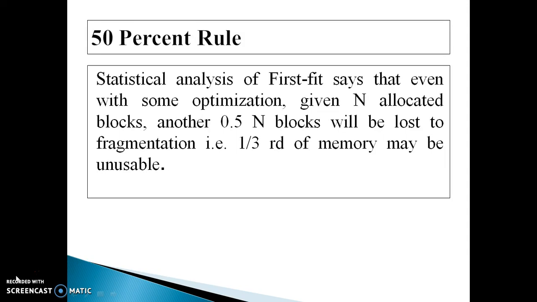In external fragmentation, statistical analysis of first fit says that even with some optimization, given n allocated blocks, another 0.5 n blocks will be lost to fragmentation. That is, 1/3 of memory may be unusable. This property is known as the 50% rule.